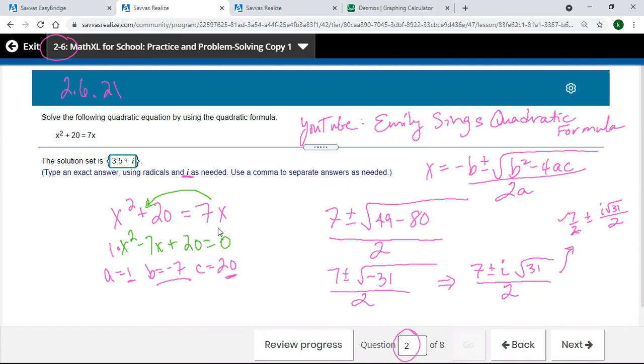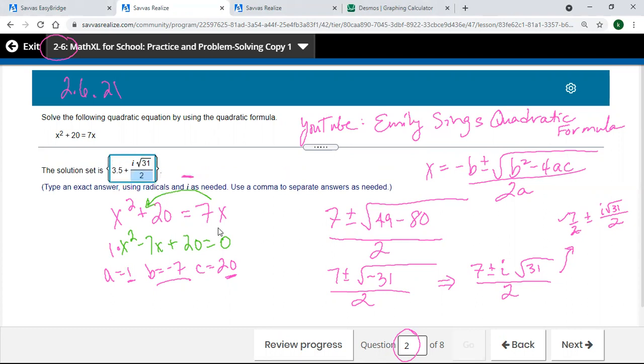Plus i, backslash sqrt, 31, arrow over, divided by 2. Yeah, that's what I'm looking for. 3.5 from the 7 halves, i square root of 31. Yeah, and there's the plus. Sometimes you can highlight this and just copy it, go over here, put a comma and paste it, and you just need to change that plus to a minus when you have these. And let's see if it likes it.